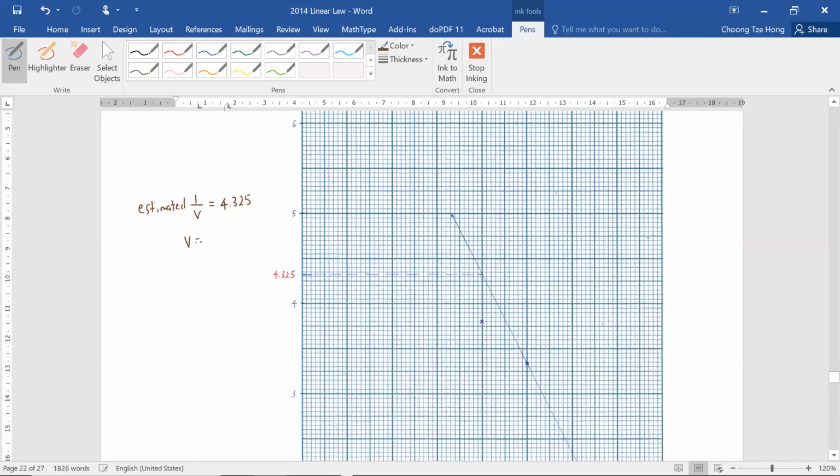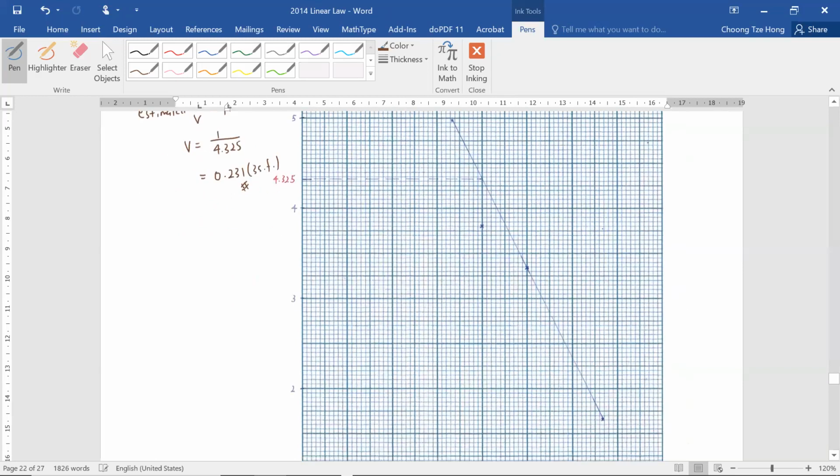So V will be 1 over 4.325. To 3 significant figures, this will be the estimated correct V. So instead of 0.263, it should be 0.231. Then let's look at the last part of the question.